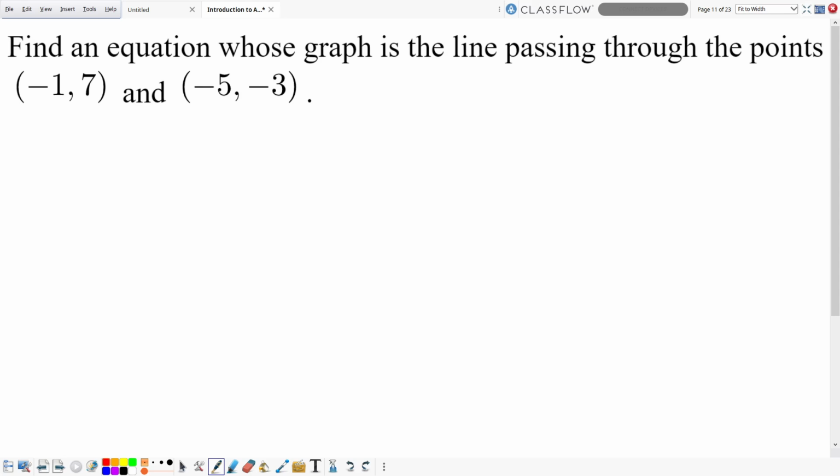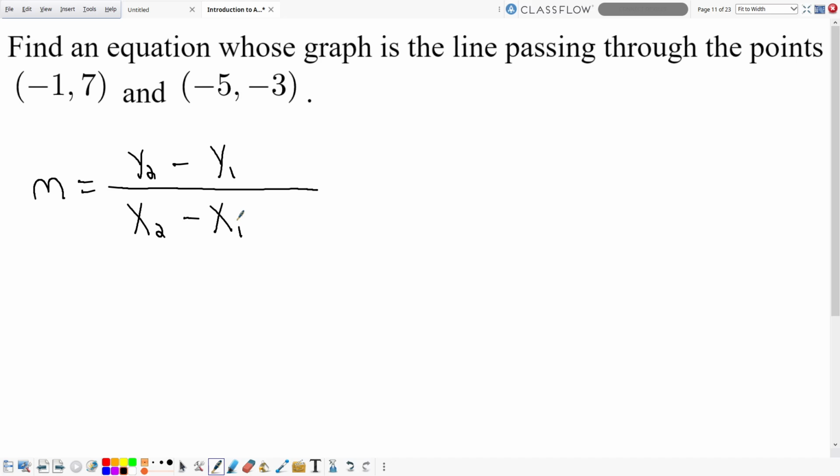Okay, so linear equation means line, lines mean slope. So we want to use our formula for slope, which, if we cannot recall, is m, which is our slope, is equal to y2 minus y1 over x2 minus x1.